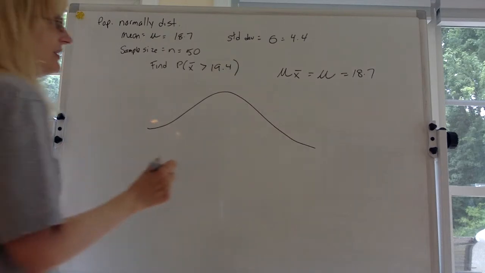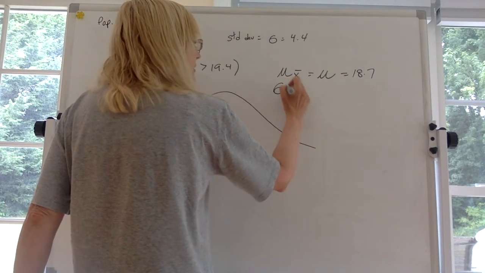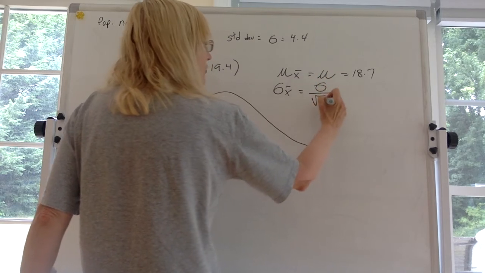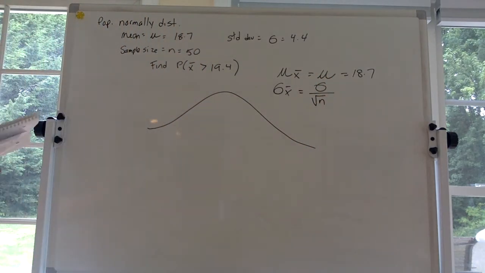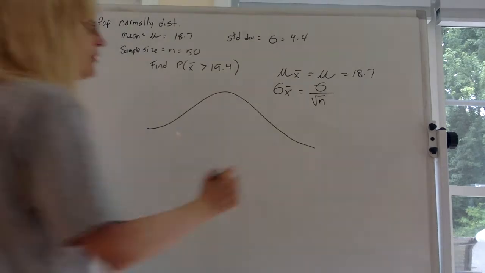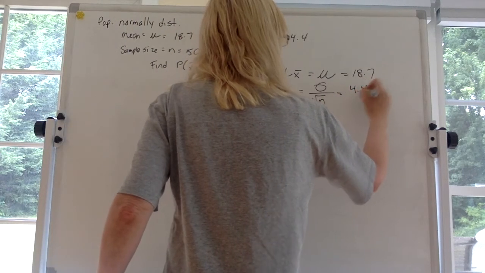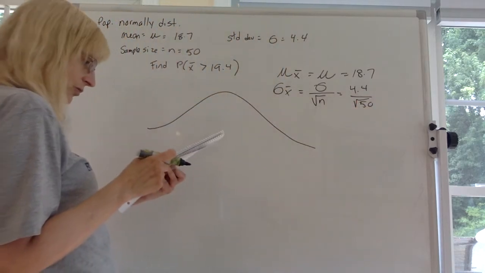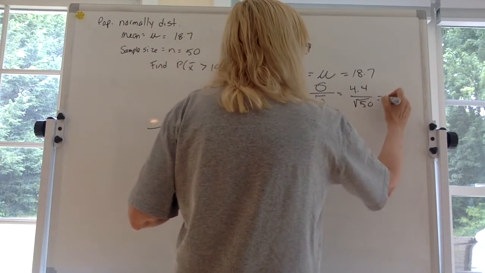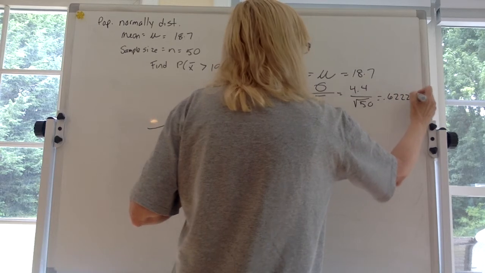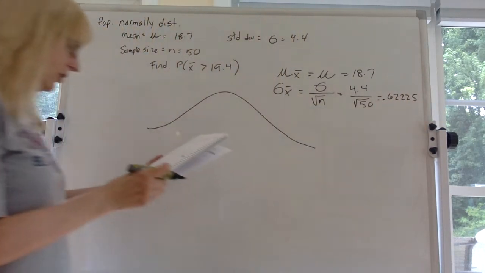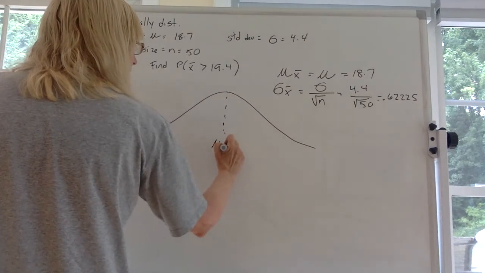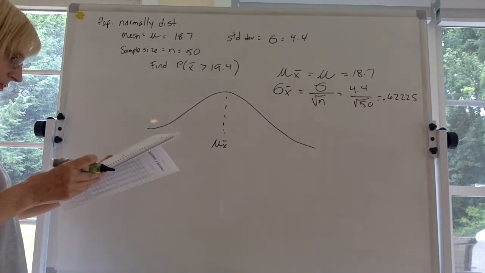And for the standard deviation for the sample, you have to take the population standard deviation and divide it by the square root of n. So when you do that, that's 4.4 over the square root of 50. So that's equal to 0.62225.